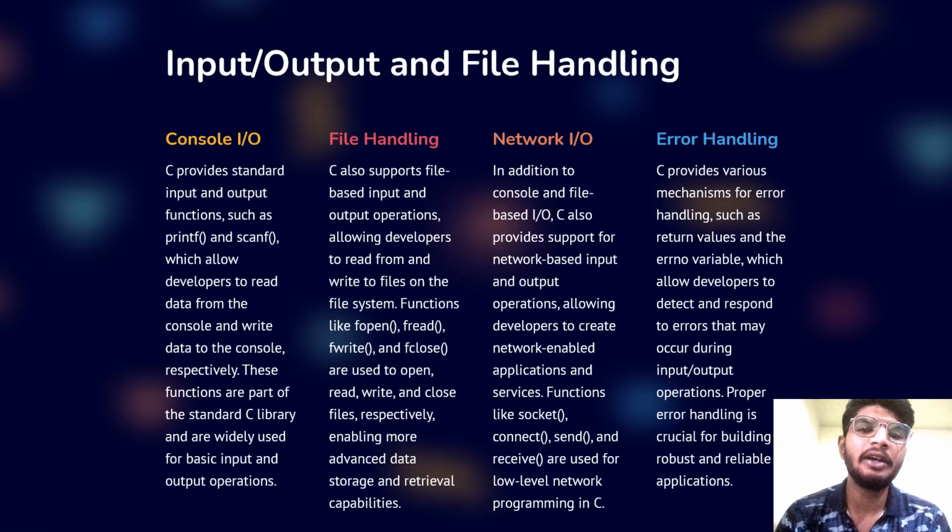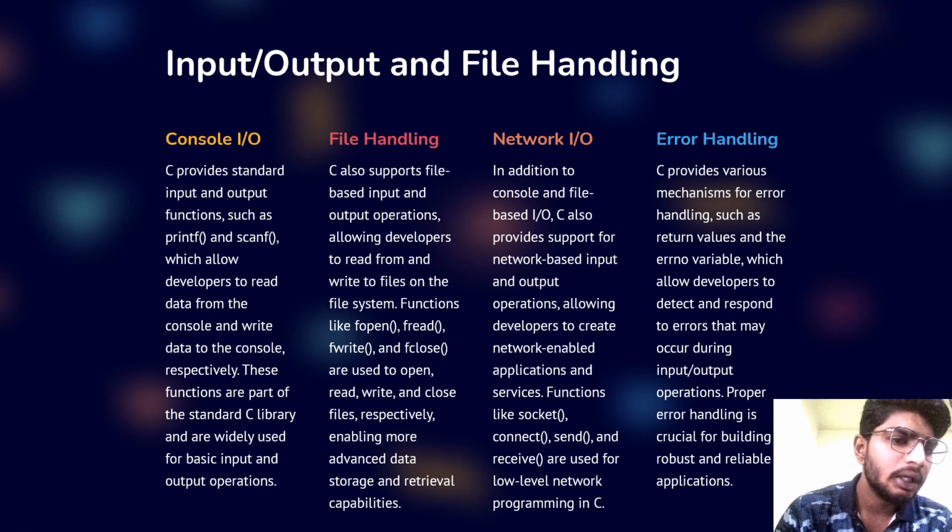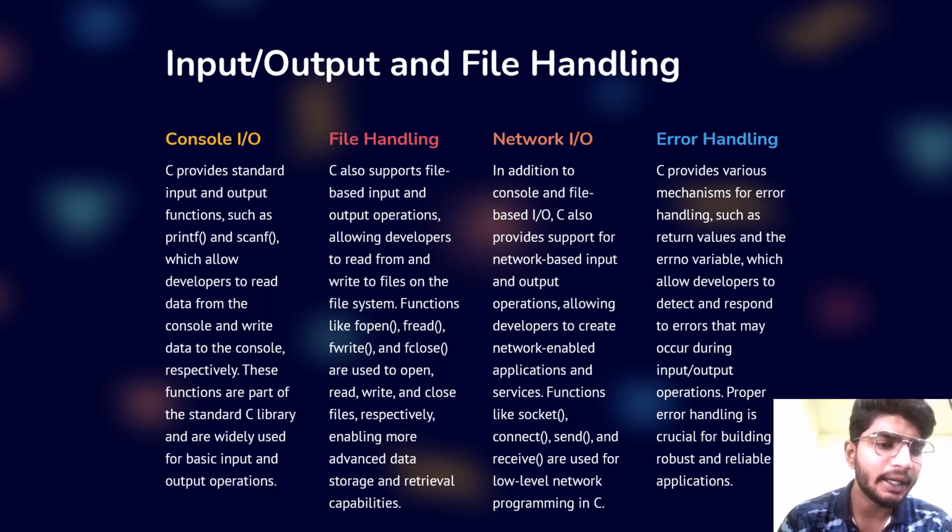Input, output, and file handling. Console, file handling, network, and error handling are these types. Console. C provides standard input and output functions such as printf and scanf, which allow developers to read data from the console and write data to the console respectively. These functions are part of the standard C library and widely used in basic input and output operations.